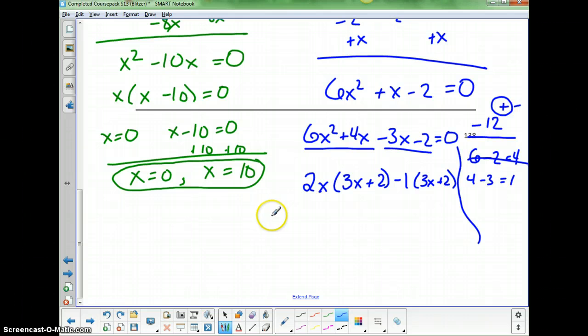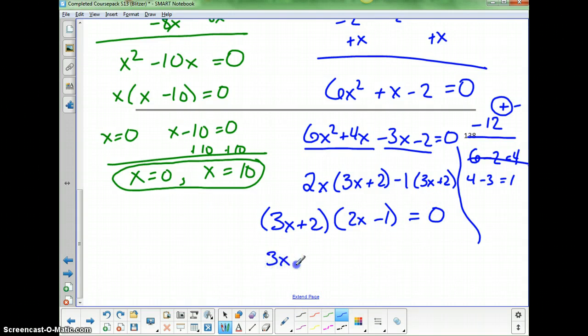3x plus 2 is in common. So we've got 3x plus 2 times the 2x from the first one minus 1 from the second piece equals 0. Now we're going to set each piece equal to 0. 3x plus 2 equals 0, and 2x minus 1 equals 0.